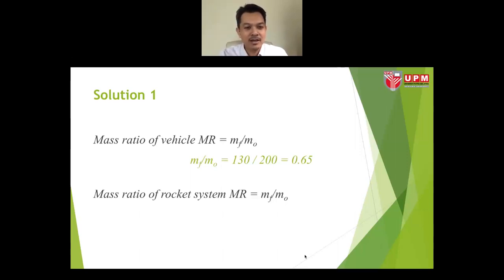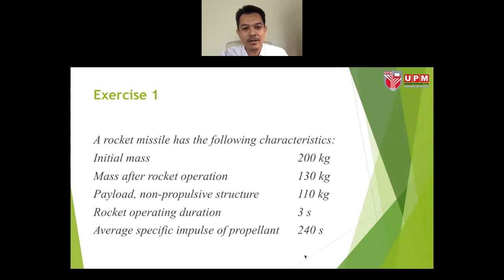Then we continue to find the mass ratio of the rocket system. Just now was the mass ratio of the vehicle. This is the whole rocket system, MF over M naught again. What is the value? Let me go back so that you can jot down this first, because it's very important. Jot down the initial mass on your piece of paper, which is 200 kilograms. I give you some time to write it down so that we don't have to go back to this particular slide. Initial mass is 200 kilograms.